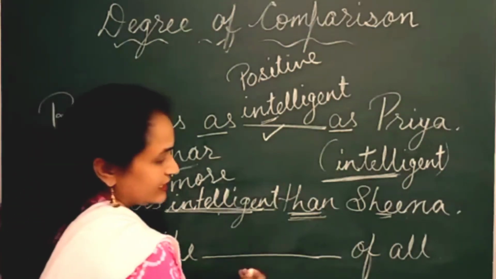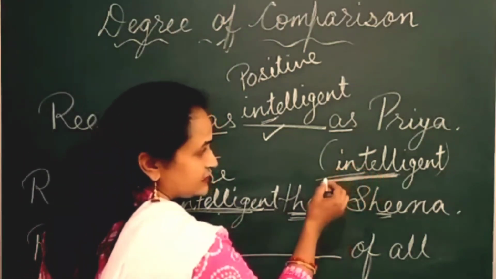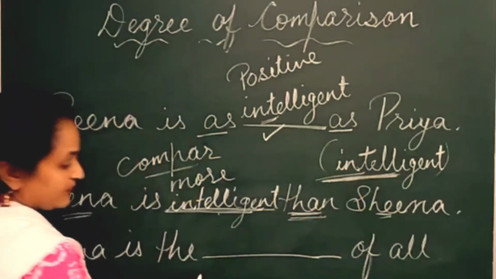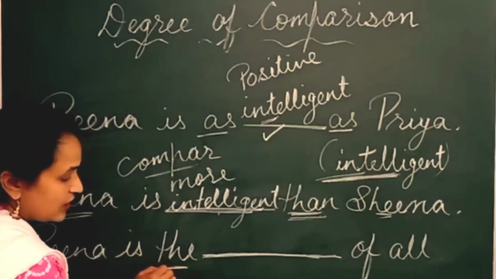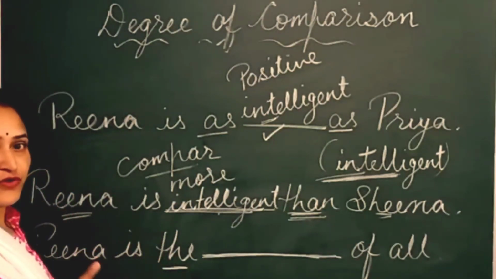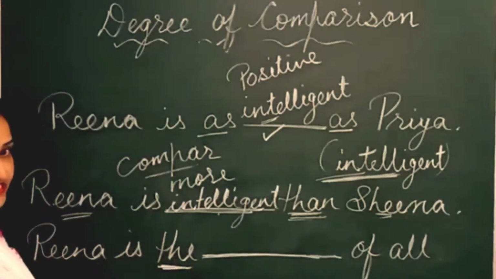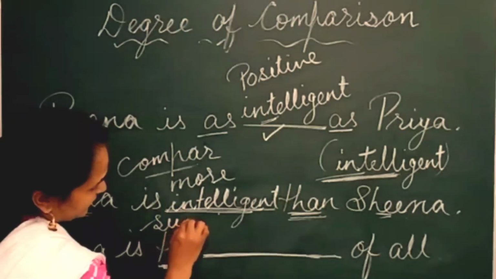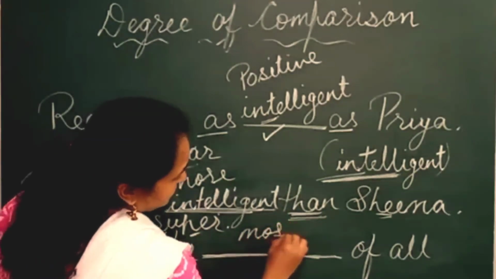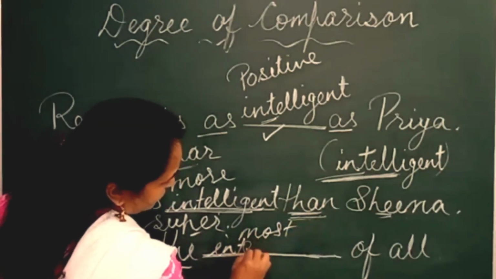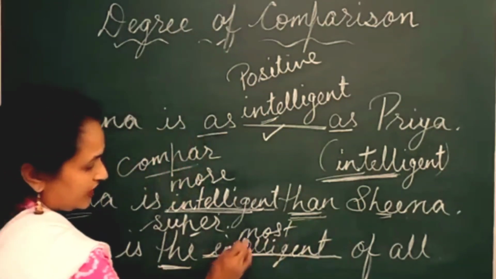Reena is the fill in the blanks of all. Again, we are talking about the same quality, intelligent, but before the blank here is "the". This "the" always shows the best one of all. So when before the blank "the" is there in the sentence, we always use the superlative degree. So it will be most intelligent of all. Most intelligent of all. Okay.